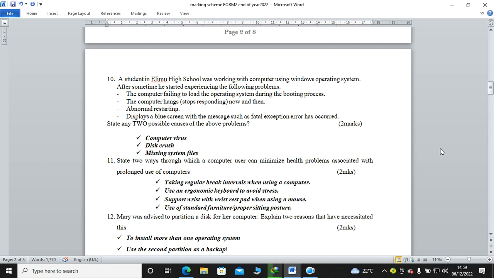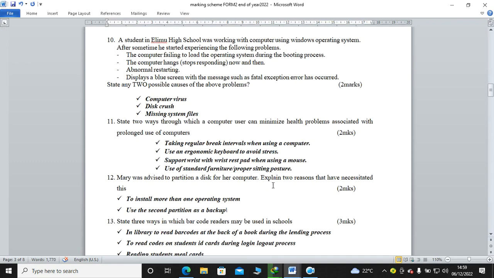So the answers are here. Number 1 is disk crash, when the disk crashes. Missing system files. These system files are crucial parts of the operating system that may make it not work if they are absent. Computer virus. So basically these are the answers: disk crash, missing system files, and computer virus.